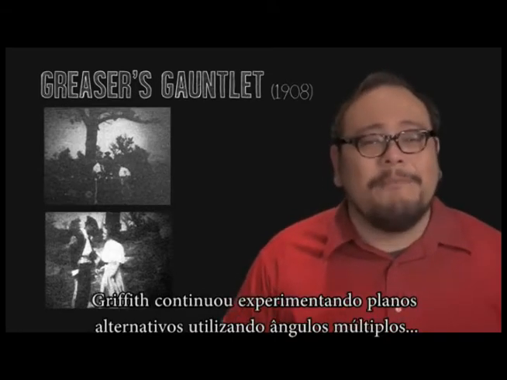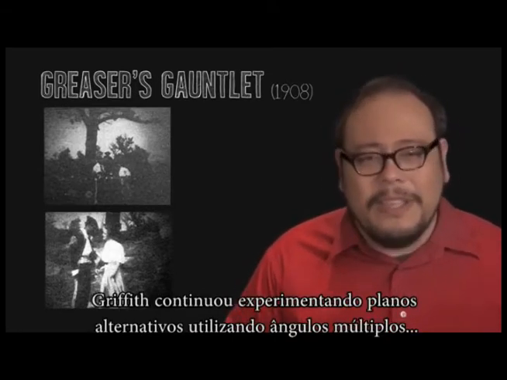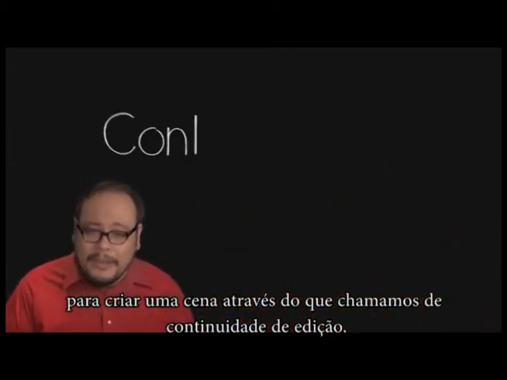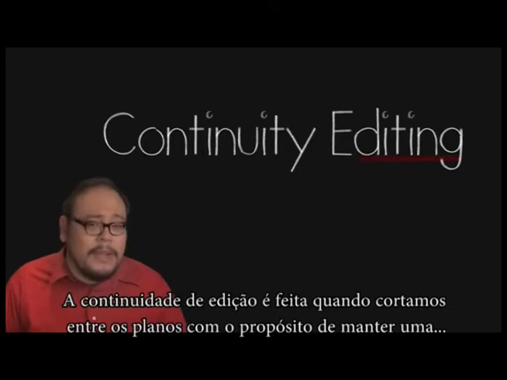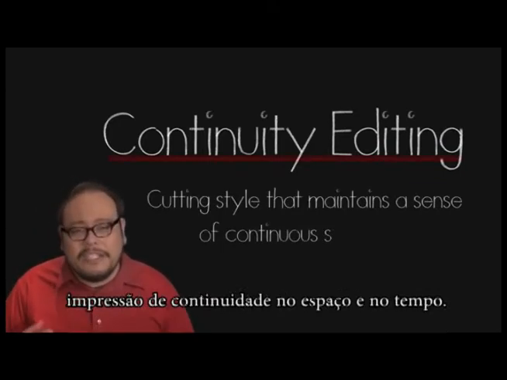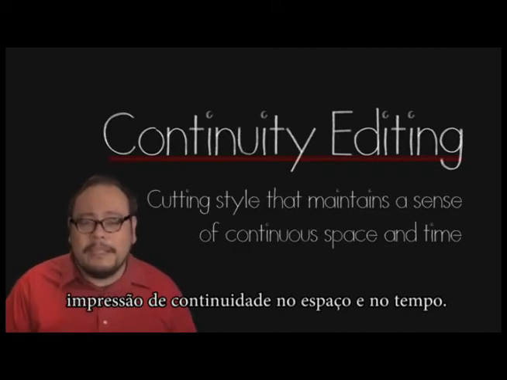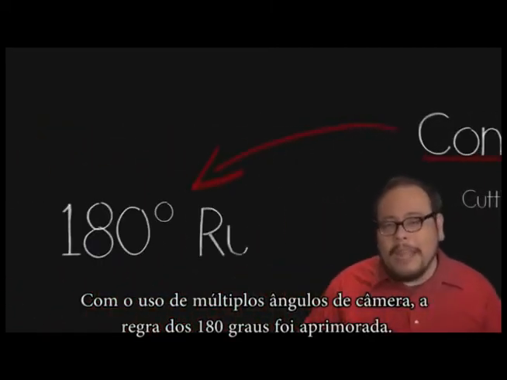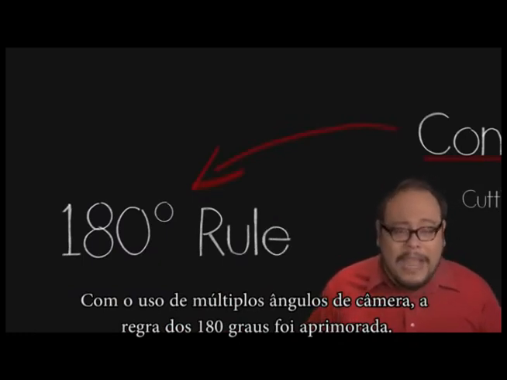Griffith continued to experiment with alternating shot lengths, using multiple camera setups to create a scene through what's called continuity editing. Now, continuity editing is cutting between shots with the purpose of maintaining a smooth sense of continuous space and time. With multiple camera setups being used, the 180-degree rule evolved out of practice.